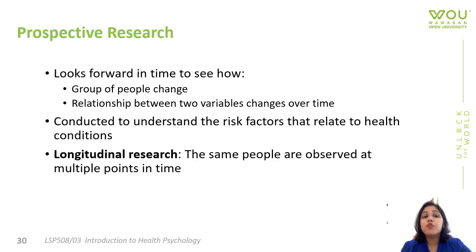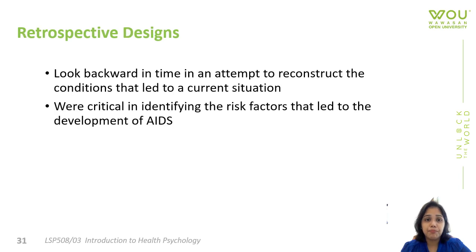And then of course there is prospective research. Prospective research, as the word says, looks forward in time to see how groups of people change over time, and how related variables change over time. It is conducted to understand the risk factors that relate to a health condition. A longitudinal study is a form of prospective research in which the same people or groups of people are observed at multiple points in time.